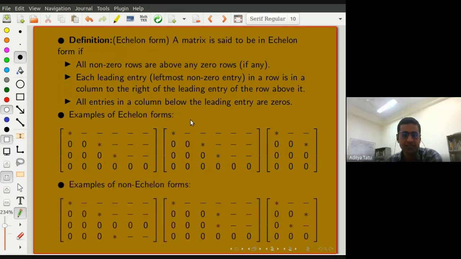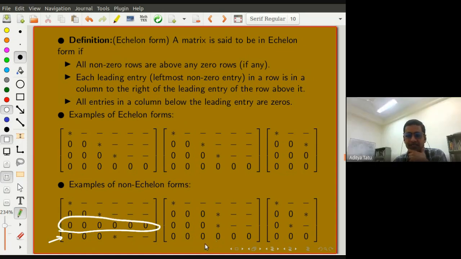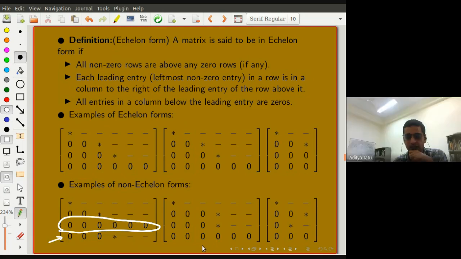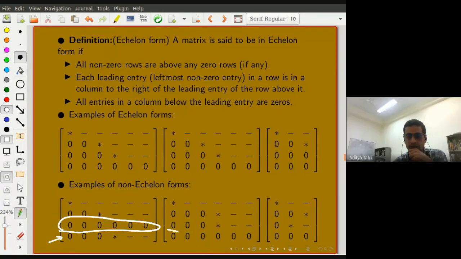It would also be nice to see examples of non-echelon forms. So why is this first matrix not in echelon form? Sir, because a zero row is above a non-zero row. How about the second matrix? Can somebody else answer this question? In these, the leading entry should be to the right of the row above. So which particular leading entry is a problem? Which row? Third row.